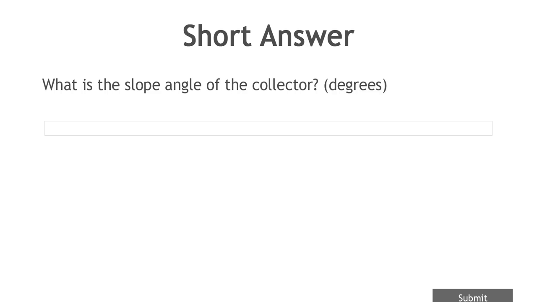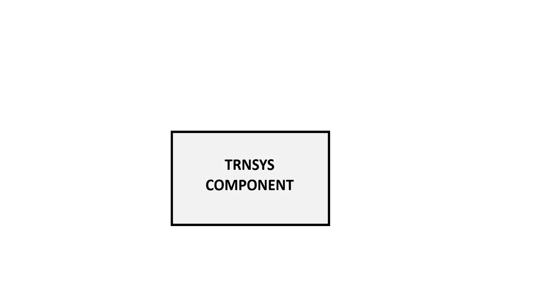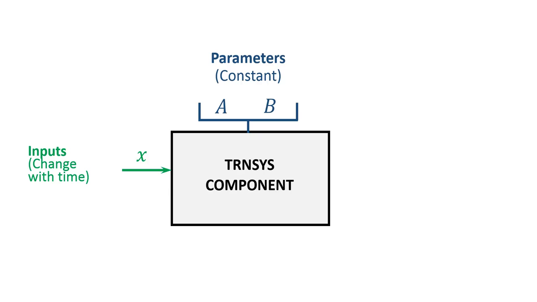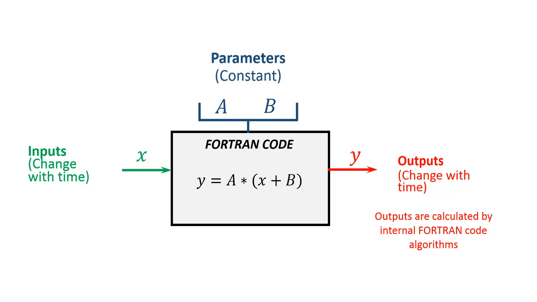How components work. Let's use a simple example to explain how components, parameters, inputs, and outputs interact. Let's take an arbitrary TRNSYS component, and then let's assign some parameters, which are constant. Then we'll feed in some inputs, which change with time. Inside each TRNSYS component, we have Fortran code, which calculates the outputs Y based on the parameters A and B, and the input variables X.